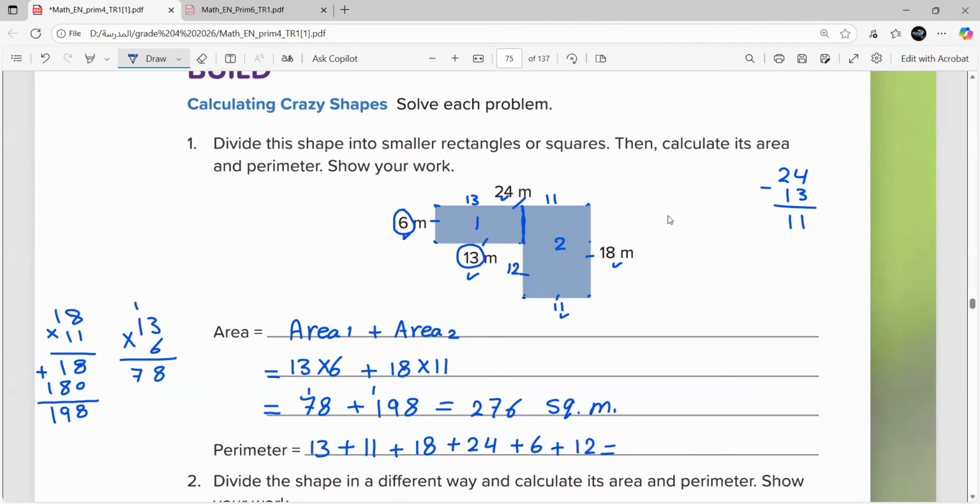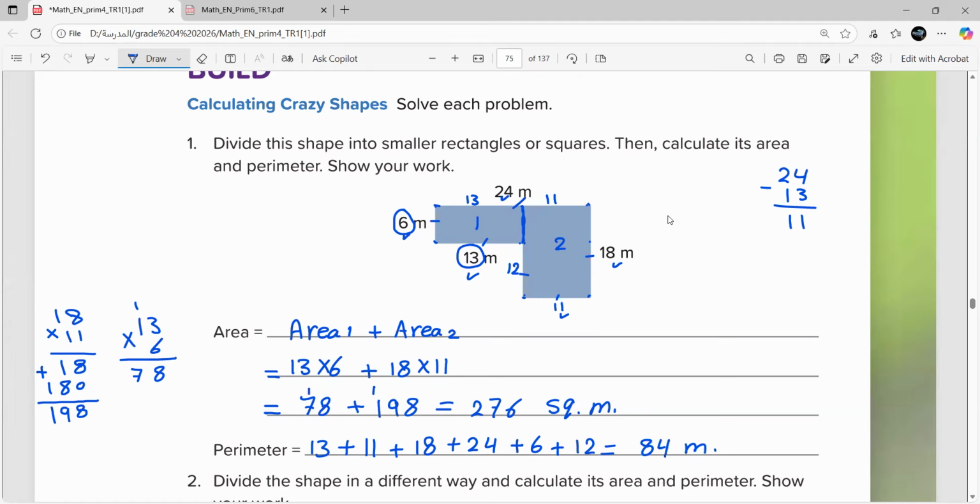3 plus 1, 4, plus 8, 12, plus 4, 16, plus 6, 22, plus 2, 24. 4 and carry up 2. 2 plus 1, 3, plus 1, 4, plus 1, 5, plus 2, 7, plus 1 equals 8. 84 meter. So this is the perimeter. So the perimeter is adding all the sides.